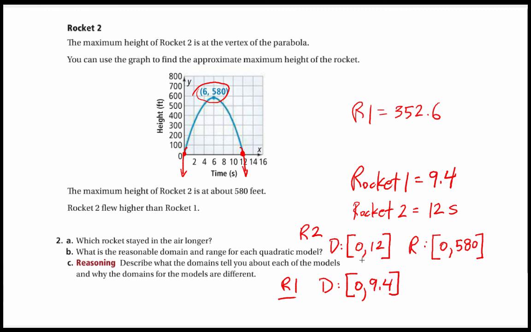Rocket 2, again, was in the air for 12 seconds, so it doesn't make sense to look at anything beyond 12 seconds. We're only concerned with what happened between time 0 and time 12. And in rocket 1, from time 0 to time 9.4. Okay, so domain and range has context. Domain and range limits or narrows our scope of a problem when we're looking at a real world problem like this. Okay, so that's the application of domain and range.